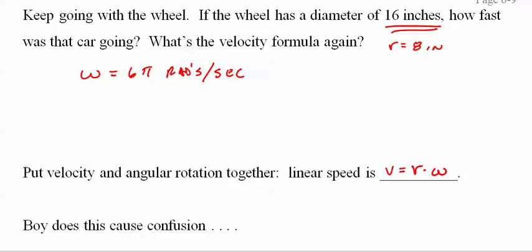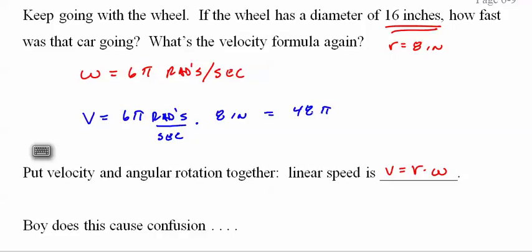So you would say the velocity is 6 pi radians per second times 8 inches, which is 48 pi inches per second. Why don't we multiply out the pi? Because I don't have to. Until I have to, I'm not going to.